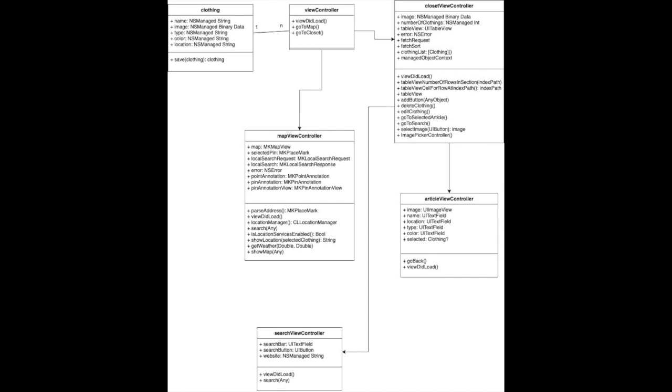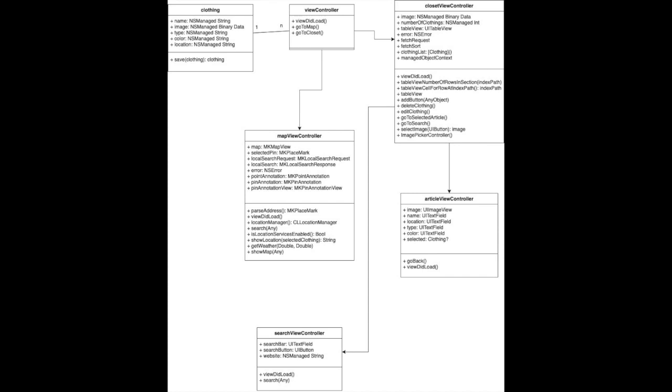Clicking on the Search Online button will bring you to another view where you can search for clothing or online stores that you're interested in. You type your desired search in the search bar, and the app will open up Safari and search for what is in the search bar using an API call.